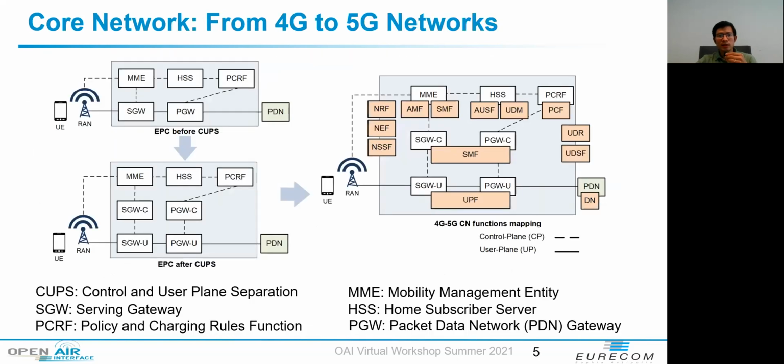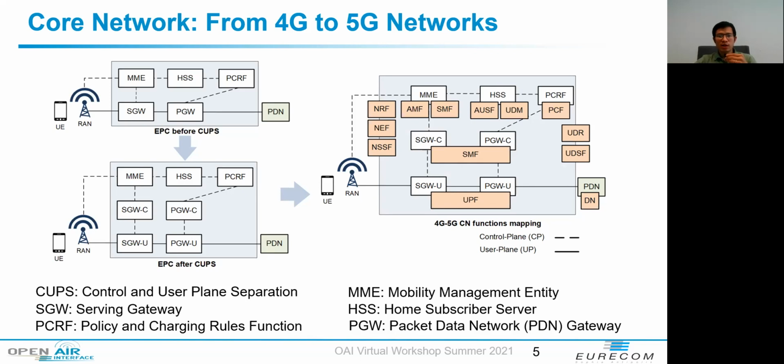And the second major difference between 4G and 5G concerns the structure of the network components. You can see here the evolution from the traditional EPC to the control and user plane separation architecture and then to 5G. The figure on the right shows the mapping between the 4G and 5G components and also gives an idea of the functionality of the 5G core components.